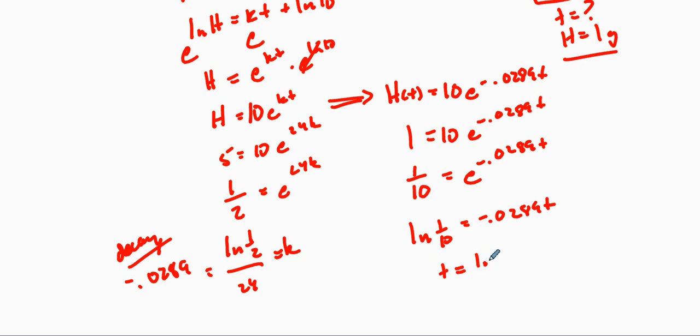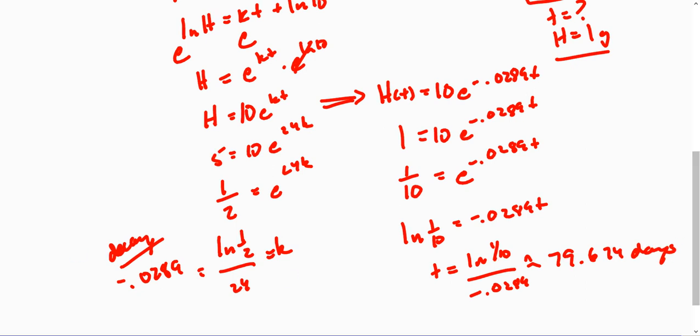And we have the natural log of 1/10 over negative 0.0289, which is approximately 79.674. I believe that's days. And that's what we have there.